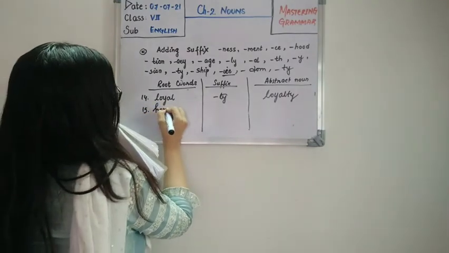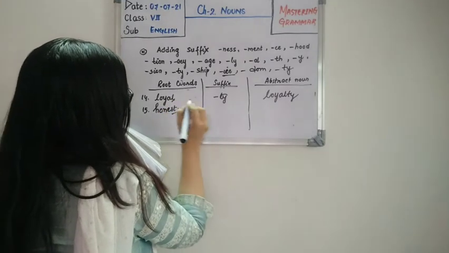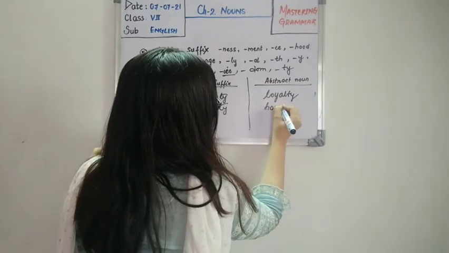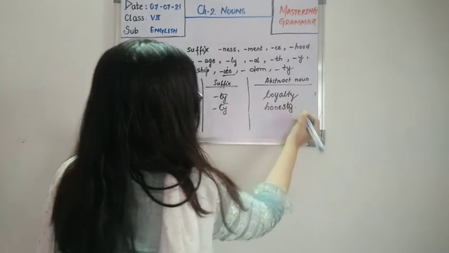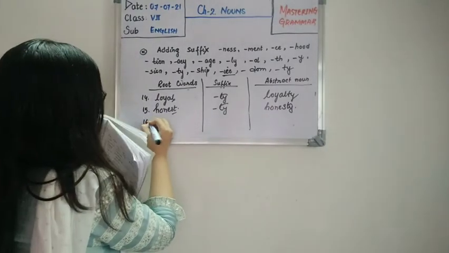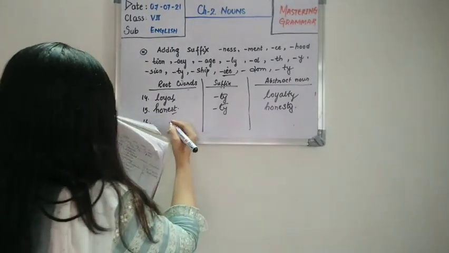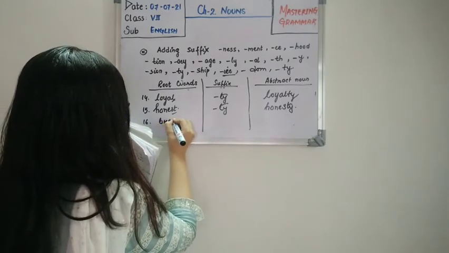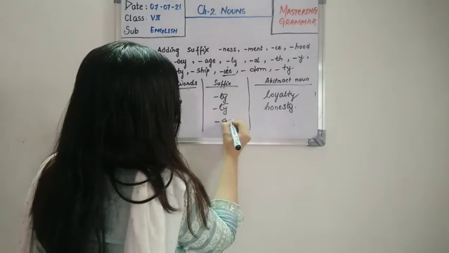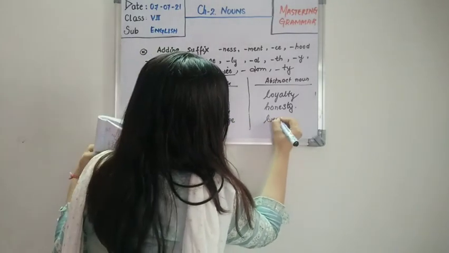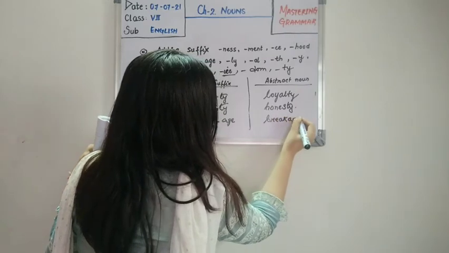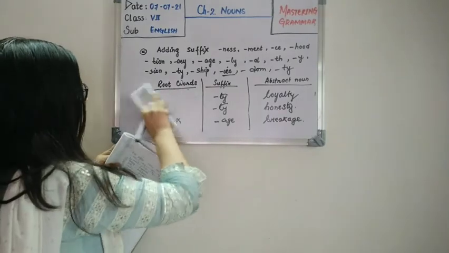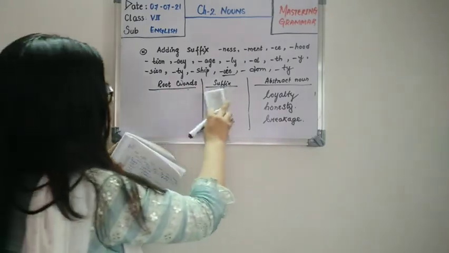Honest. Again, honest and loyal are both adjectives. Again we are adding ty, and what does it become? Honesty. Right? Number 16. Break. We are adding age, then it becomes breakage. Right? So interesting it is, right, to find the abstract noun from the verbs, adjectives and common nouns.